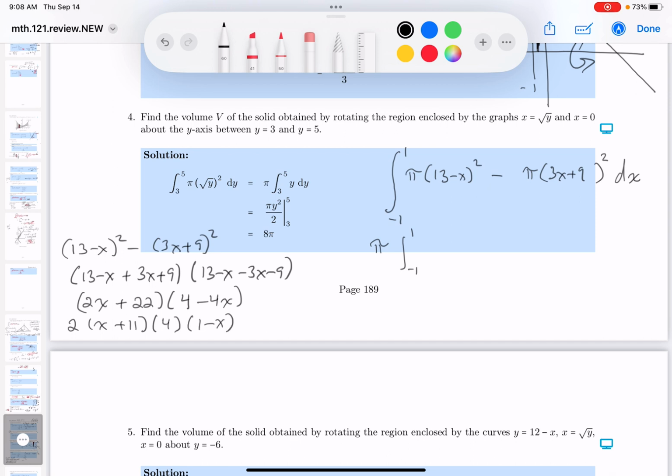So what do I see there? I see 2 times 4, which is 8. And then I see this times this. So that's going to be x plus 11 times 1 minus x. Well, let me multiply that out for you. What do you get there? You get x plus 11, because 1 times x is x, 1 times 11 is 11, minus x squared, minus 11x. Well, I'm going to write this down. You try to be careful about it. It's 11.